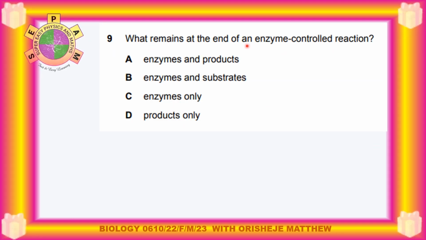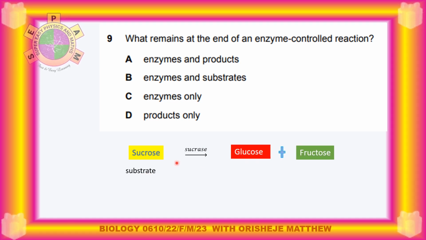What remains at the end of an enzyme-controlled reaction? An enzyme-controlled reaction is a reaction that is sped up by an enzyme. For example, take sucrose. The enzyme that catalyzes the breakdown of sucrose is sucrase. Normally, enzymes are named based on the name of the substance that they act upon. It will break down sucrose to glucose and fructose.